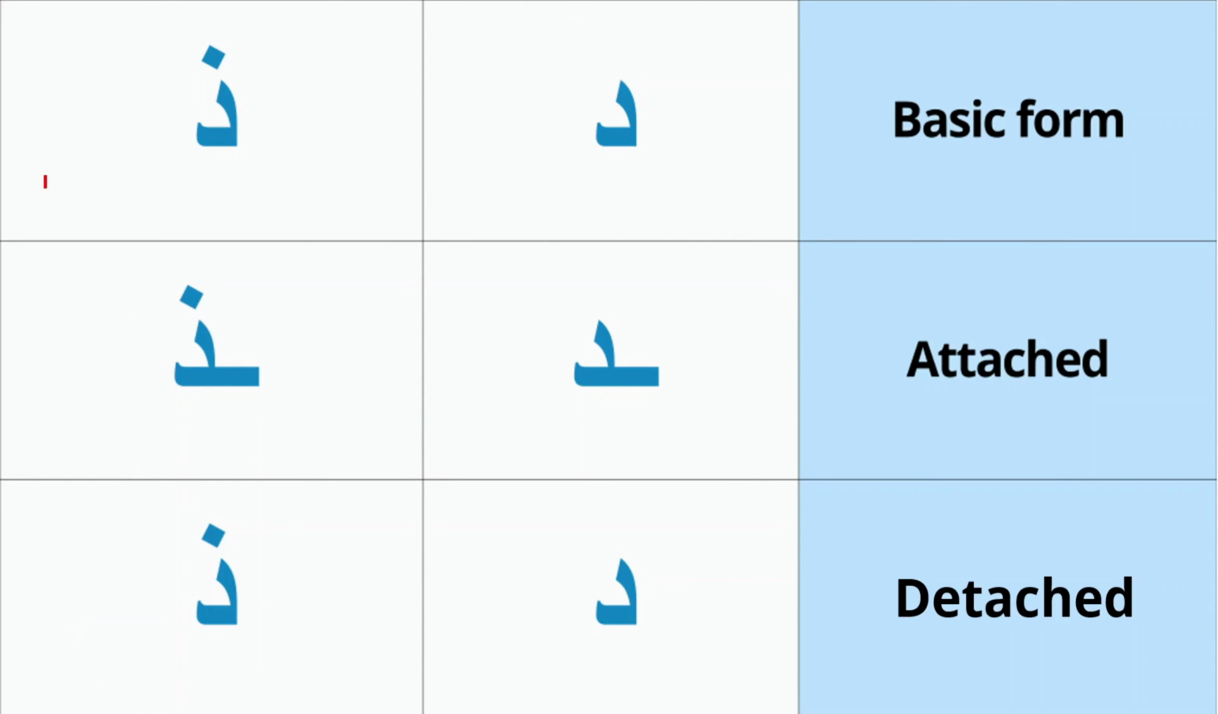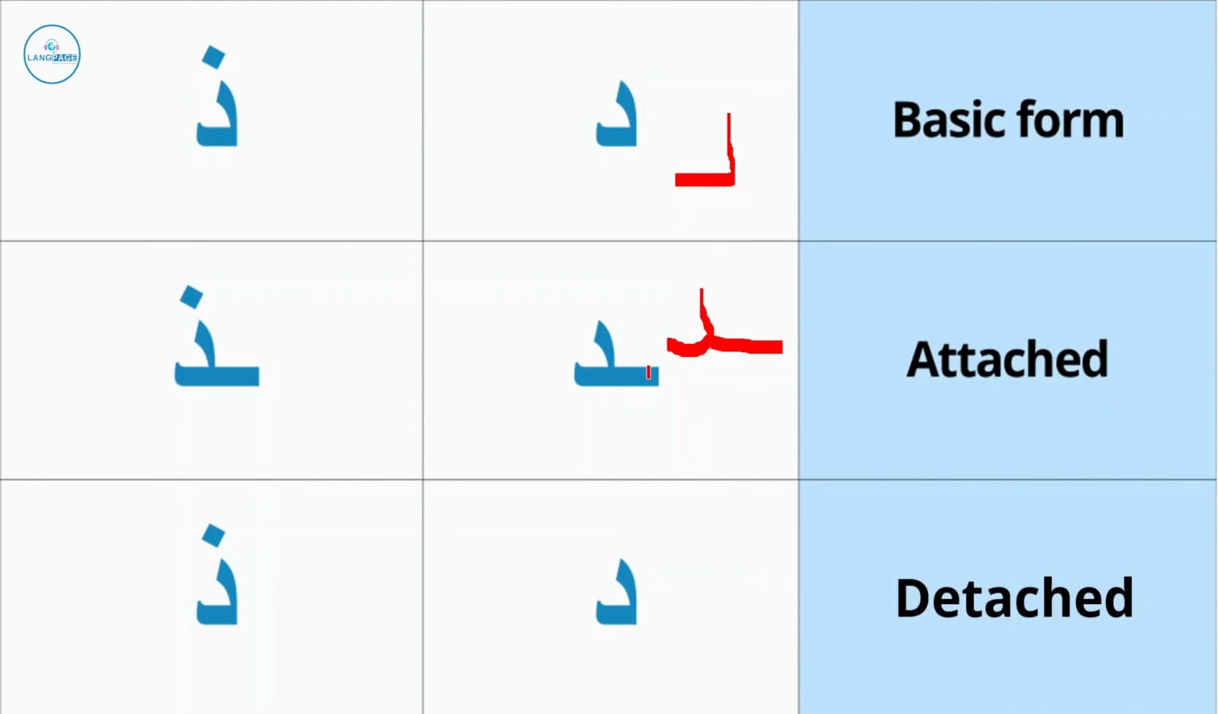My last two letters for the lesson are Dal and Thal. Also, since they are sharing the same body with one difference between them, Dal is having no dots. Thal is having one dot above. So they are having two forms only, either basic, detached, or attached one. Let's see the difference between them. Dal, this is the way how I write it without any hands. Or if it's attached, we're going to be having one hand from the right and then the dal.